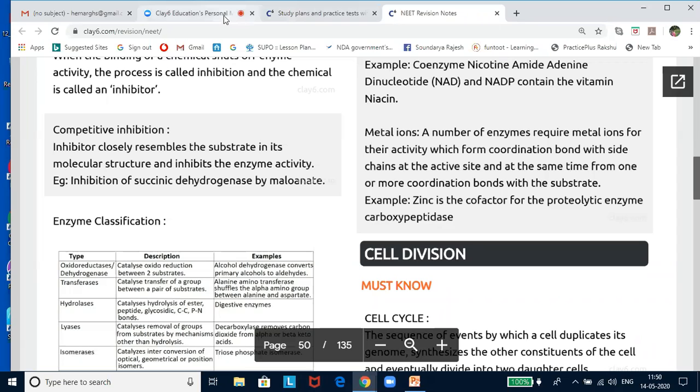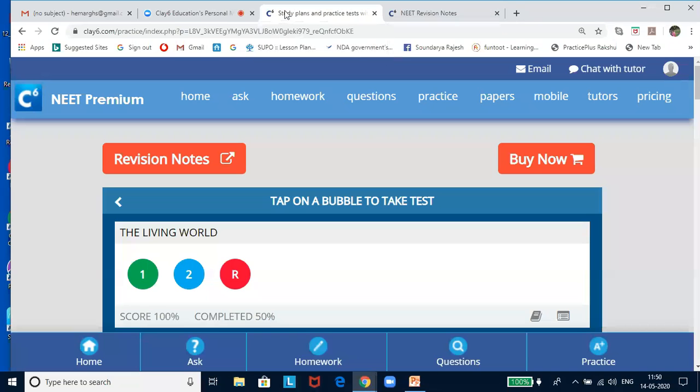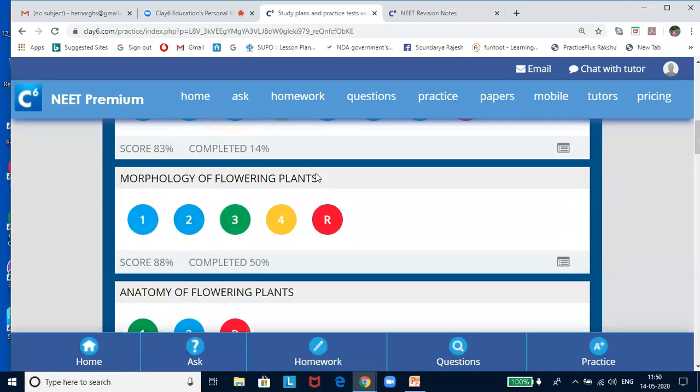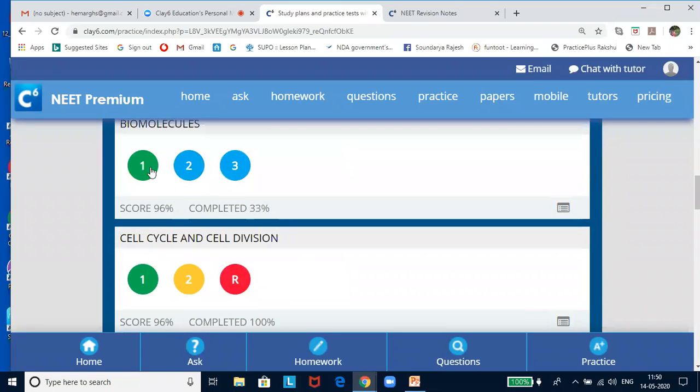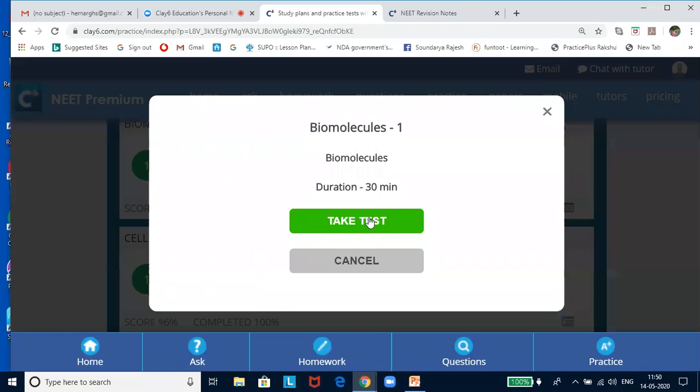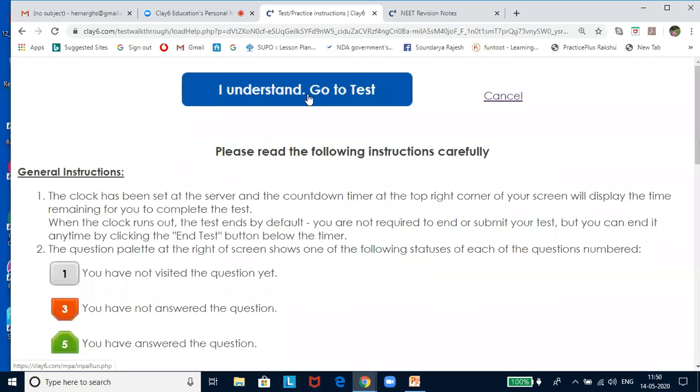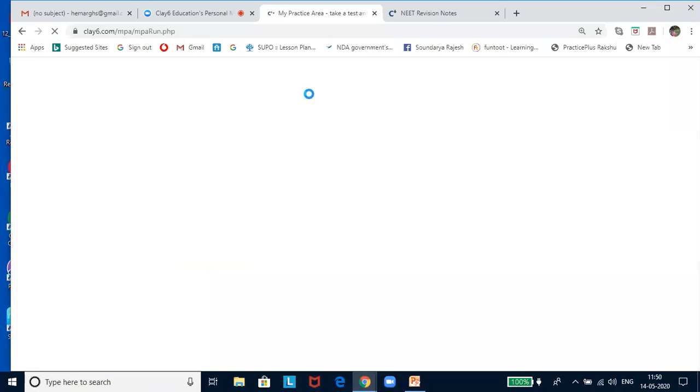Now, let us look into the tests. So here we have already clicked on the button. I have already explained how the tests go. Now let us take up the first test here. Take a test. Now I understood and I am going to the test here.